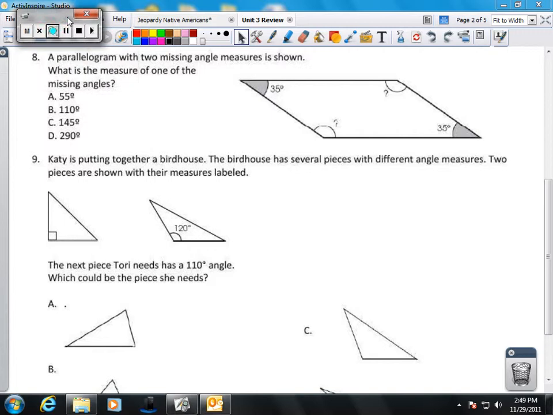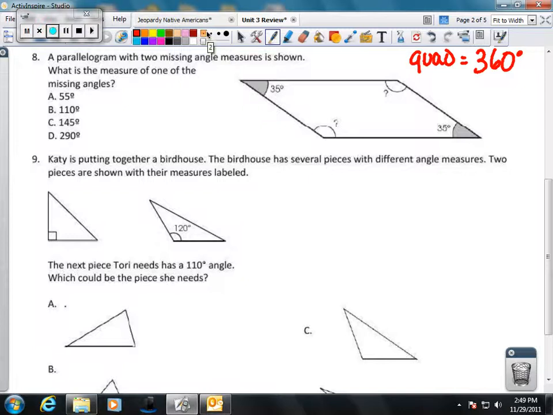We're going to start off with problem number 8. It says a parallelogram with 2 missing angle measures is shown. What is the measure of one of the missing angles? Well, we talked about this in class today. We know that a parallelogram is a quadrilateral, and a quadrilateral has a total of 360 degrees in it.